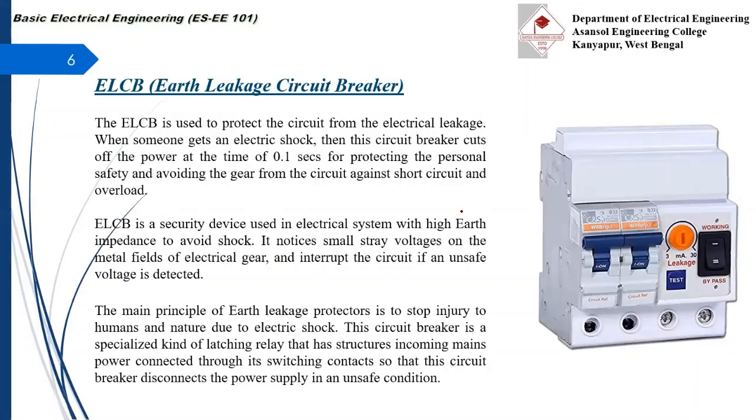Next is the earth leakage circuit breaker. The ELCB is used to protect the circuit from electrical leakage. When someone gets an electric shock, the circuit breaker cuts off the power within 0.1 second for protecting personal safety and avoiding the gear from short circuit and overload.